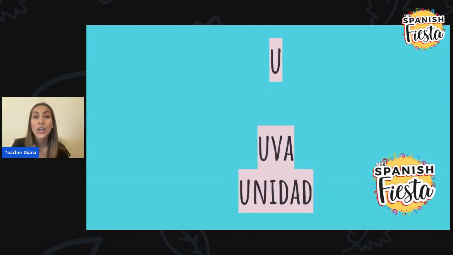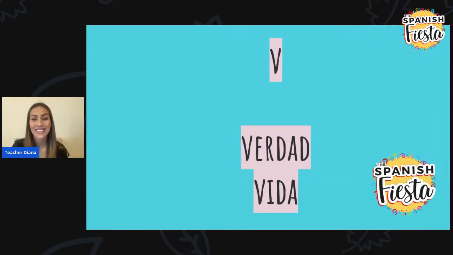All right. U, our letter U sounds U. Okay. Necesitamos hacer nuestra boca así. U. Y no tiene un sonido más largo. U, no, it's way shorter. The sound is shorter. U. Uva, grape. Unidad, unit. Excellent.